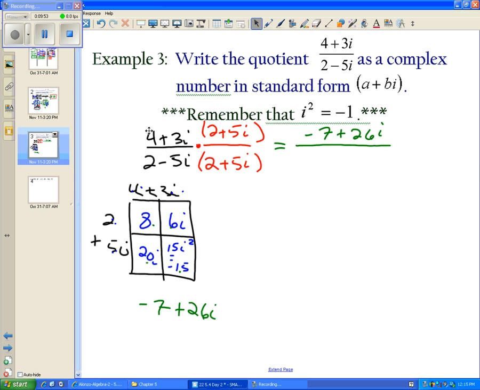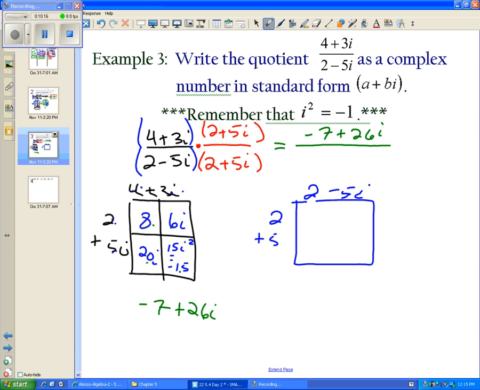I now need to find my denominator. Since I'm using my complex conjugate, I should come up with a real number. It doesn't have to be positive. So I put 2 minus 5i in the top, 2 plus 5i along the left. I draw my box.